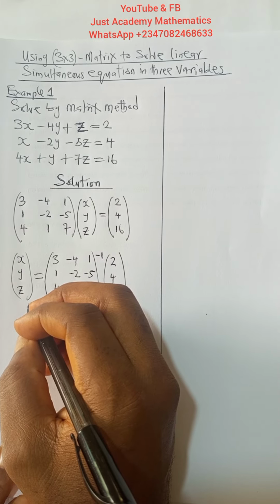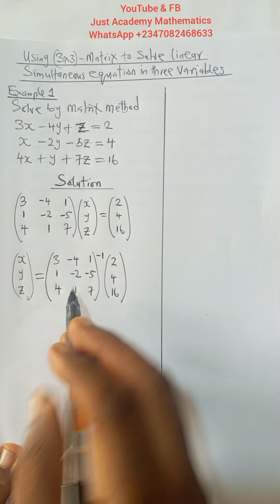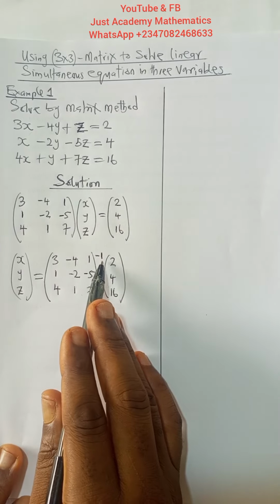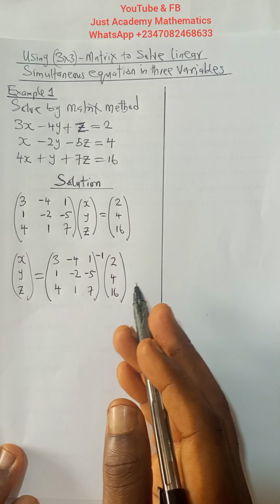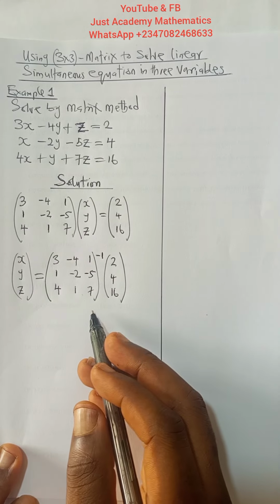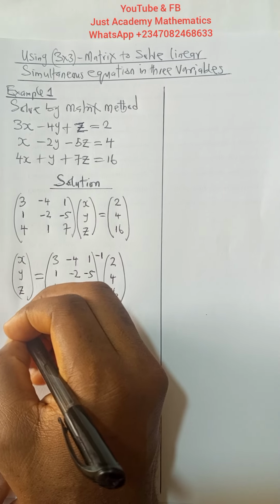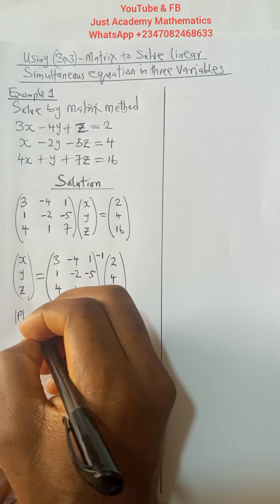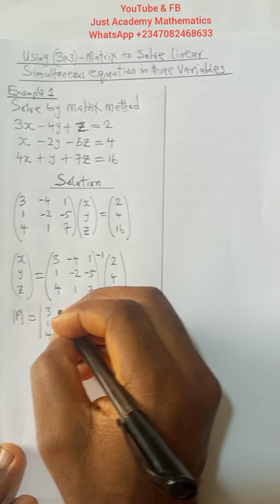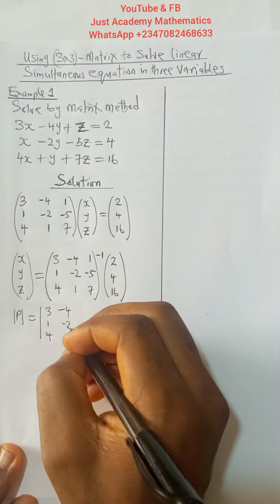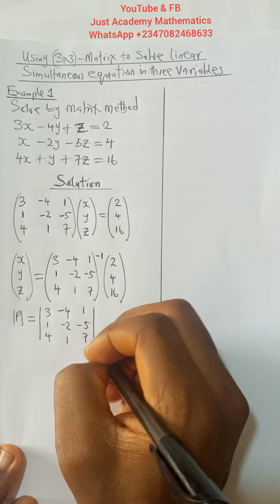What is the determinant of this matrix? Let's call the whole of this one, since we are looking for the inverse, maybe P. If we like, we can call it matrix P. So we are saying that the determinant of matrix P is what? 3, 1, 4, minus 4, minus 2, 1, 1, minus 5, 7.